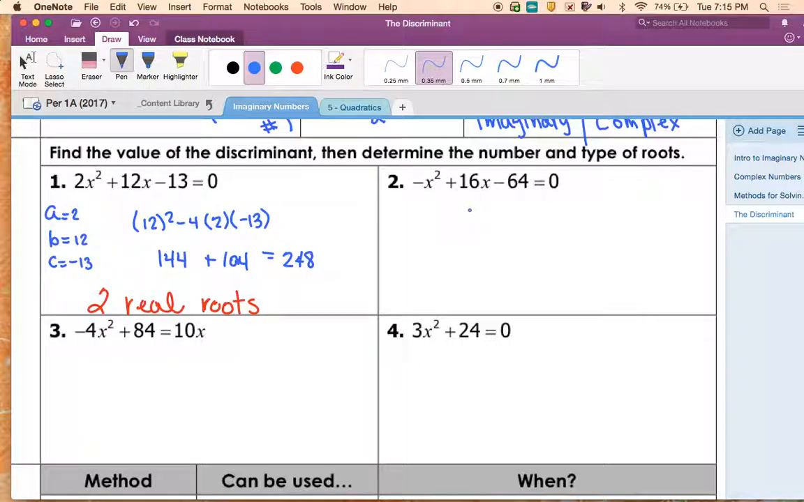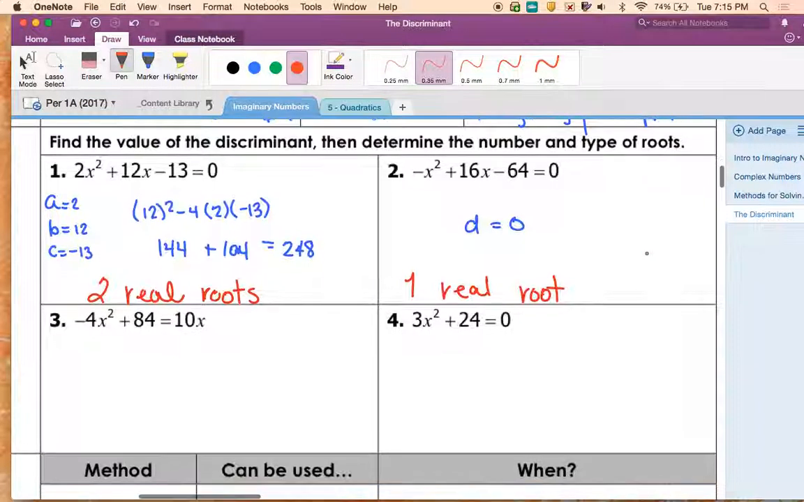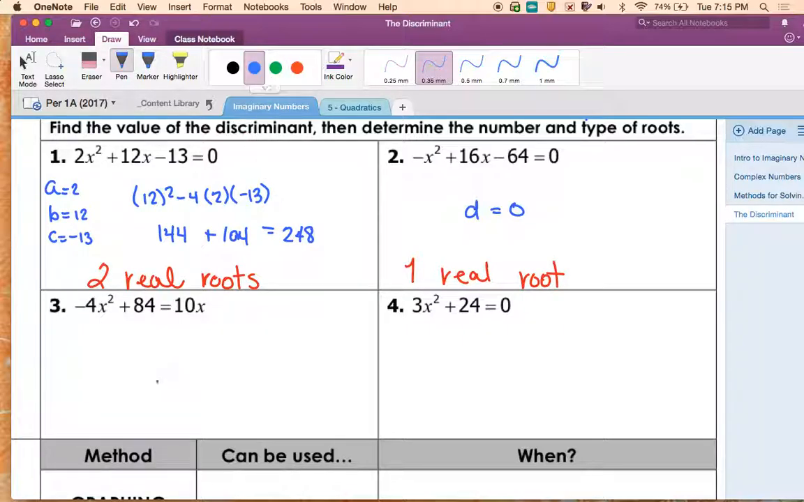As you do them, go ahead and pause the video. I'll write the solutions up here. Make sure you pause the video. Okay? So this one, you'll get a discriminant is equal to 0. And this should give you 1 real root. This one should give you a discriminant that's equal to 1,444. That means we'll get 2 real.